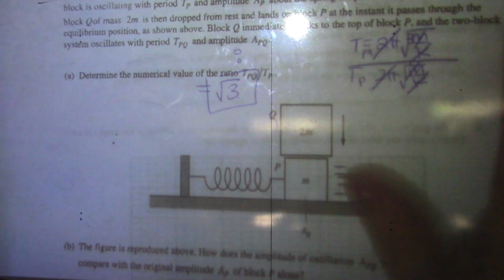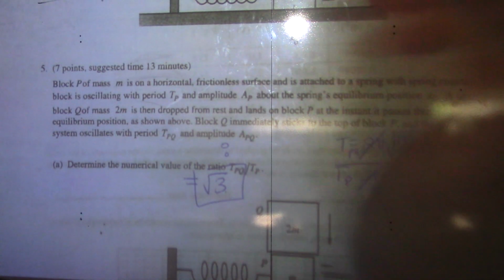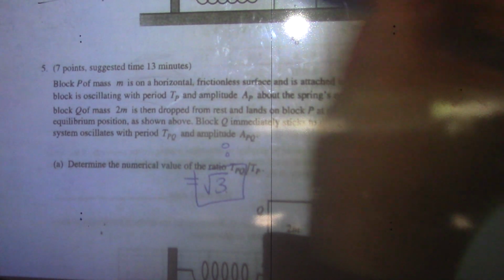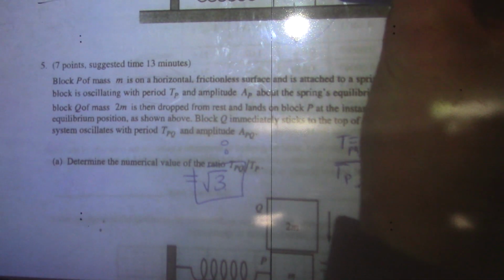Right, now I want to know how the amplitude would compare now. Would it be going farther, displacing farther, not as much, or the same as it was before? The key thing here is that this was dropped on while it was moving at equilibrium. So I have a collision here. In a collision, we know momentum is conserved.